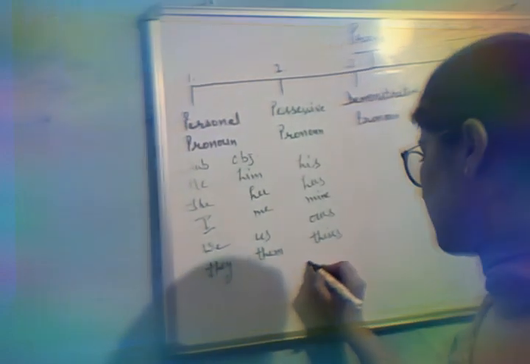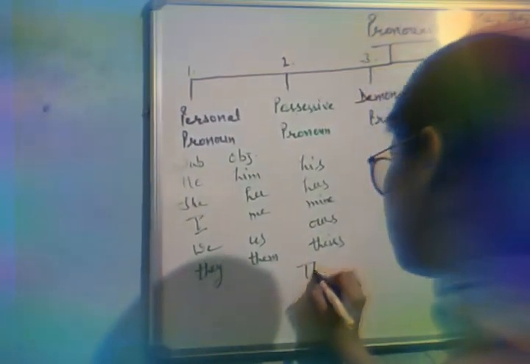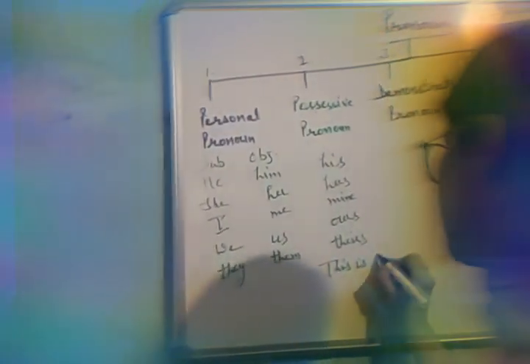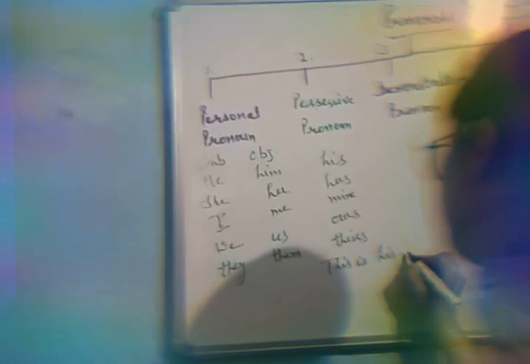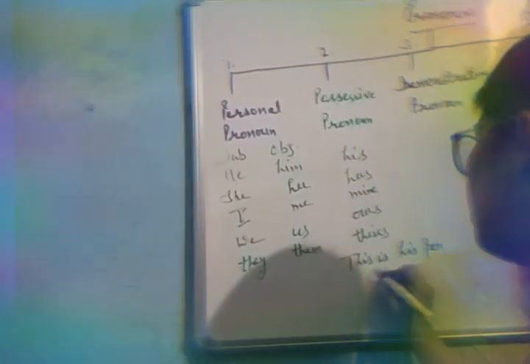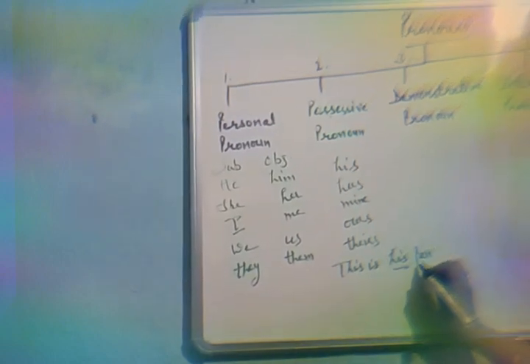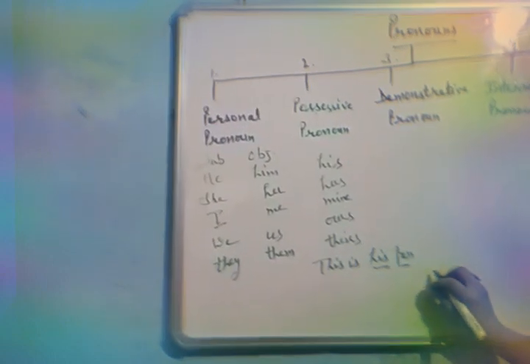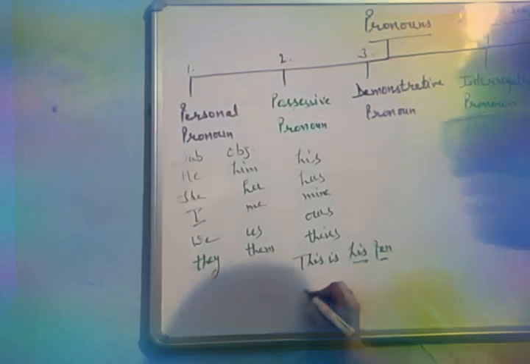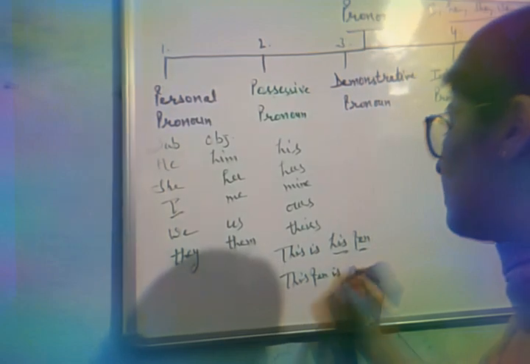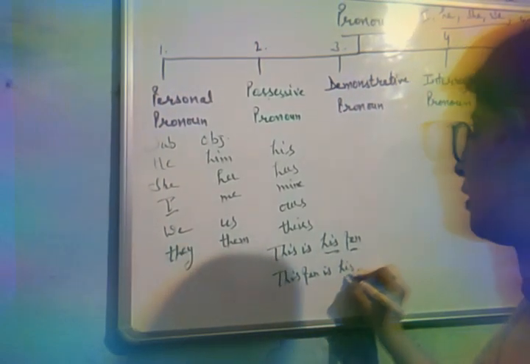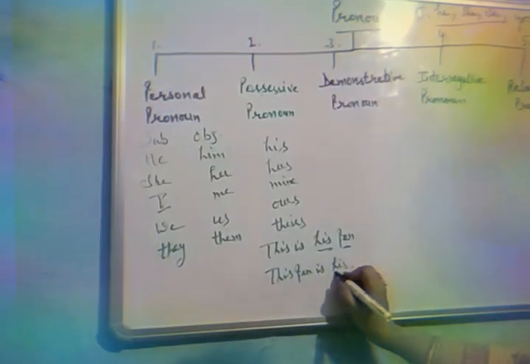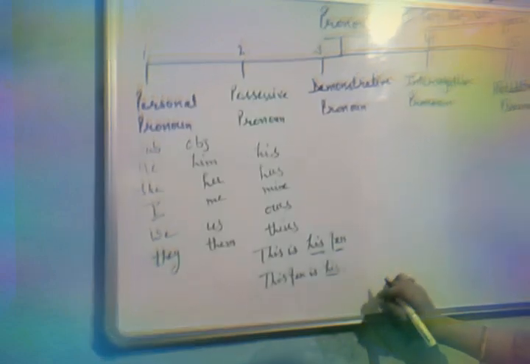We are not to be confused between pronouns and adjectives. If I say, this is his pen, here his is used as an adjective, not a pronoun, as it is followed by a noun. But if I say, this pen is his, here it is not followed by a noun. That means his is used as a pronoun, not a noun.